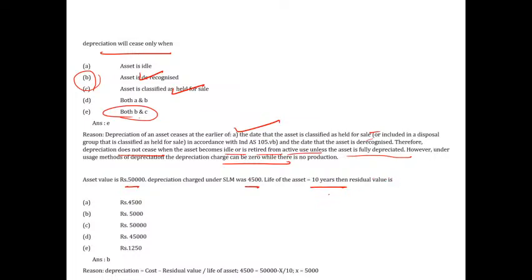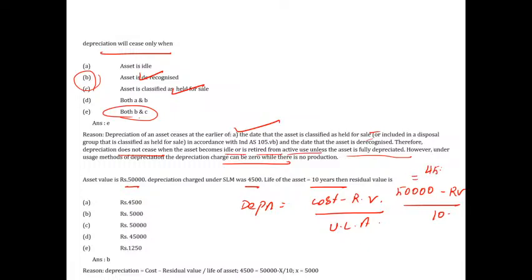Guys, what is the formula for depreciation? This we have seen already. So, depreciation formula is nothing but cost of the asset minus residual value divided by useful life of the asset. Correct? So, cost is how much? 50,000 in this question. Residual value I don't know. So, let me keep it RV. Useful life is 10 years. And depreciation they have given is equal to how much? 4,500. Now what will happen? 45,000. This 10 will go this side, multiply. So 45,000 is equal to 50,000 minus RV.